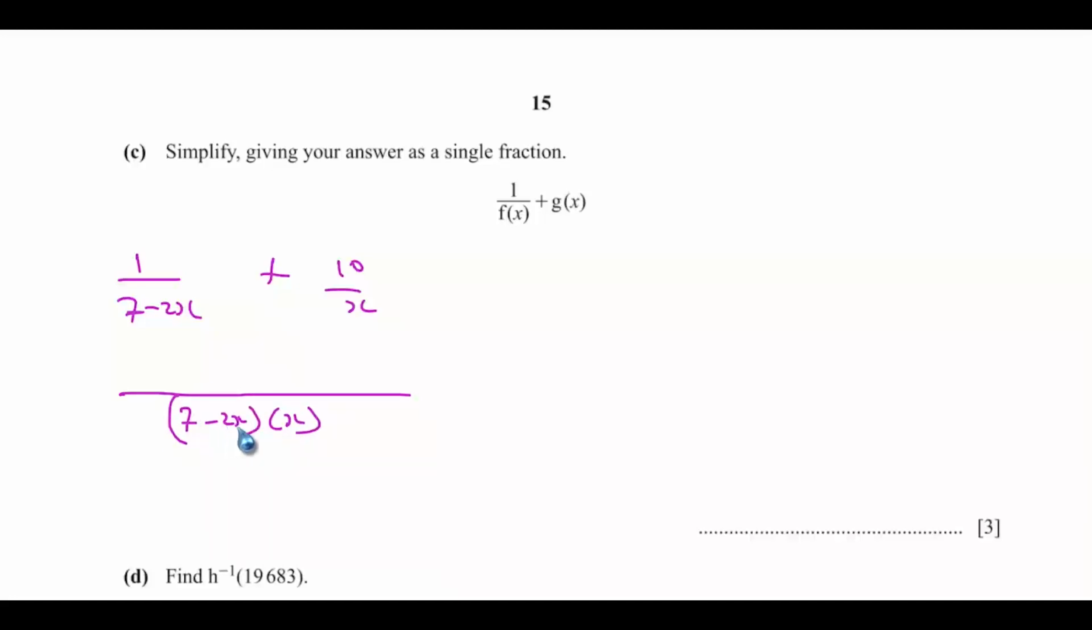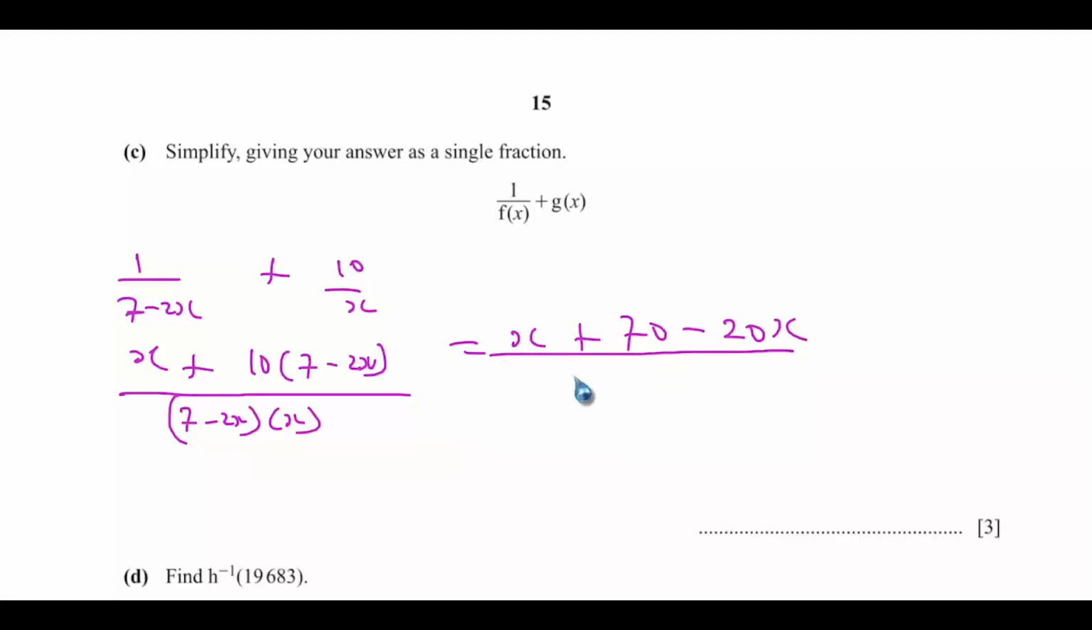So 7 minus 2x multiplied by x divided by 7 minus 2x will be left with x. x times 1, it will be x. Plus, if you divide this by x, you'll be left with 7 minus 2x multiplied by 10. So that will be 10 into 7 minus 2x. So if you simplify, this will give you x plus 70, then minus 20x, then over 7 minus 2x into x.